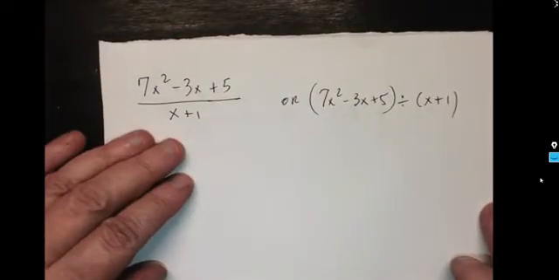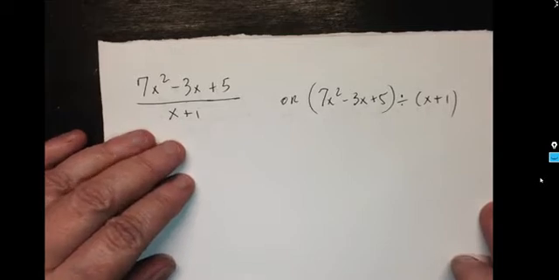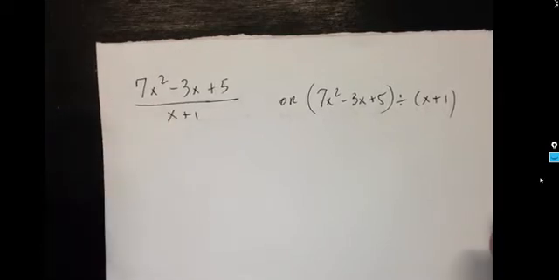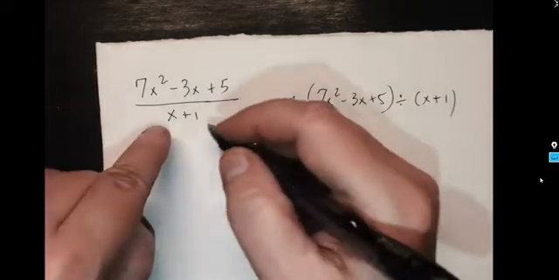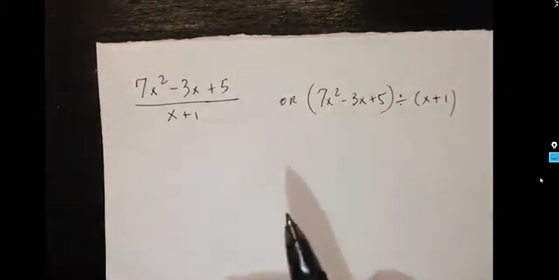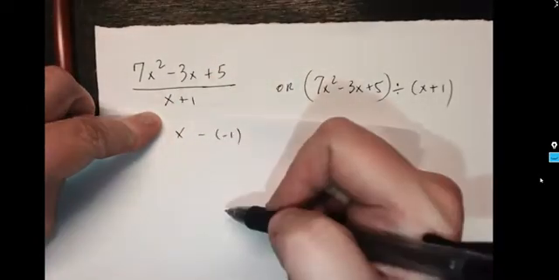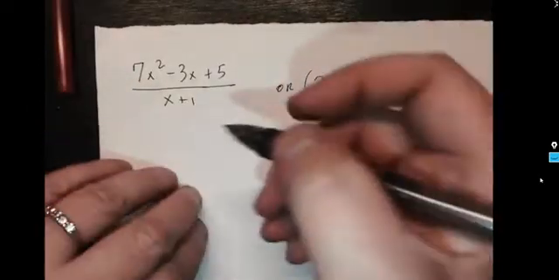Now you might say, wait a minute here, you can't do synthetic division. You said it had to be in the form of x minus a number. Well, we just have to do some rewriting. X plus 1 is the same thing as x minus negative 1. So I'm going to need to rewrite that.